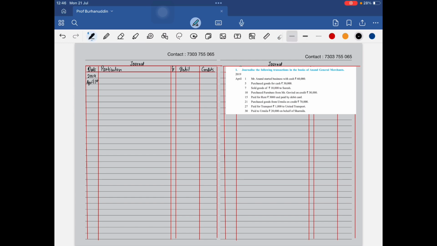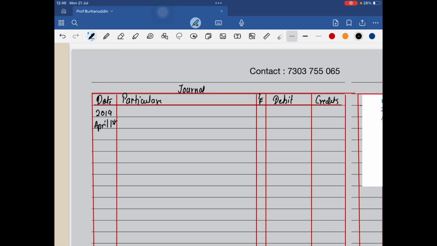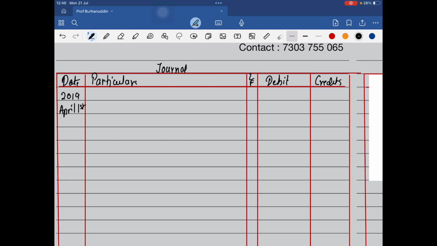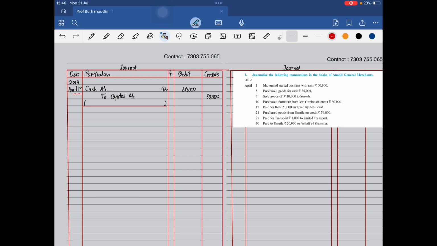So here in the journal, you're going to write it in this manner. Cash account debit. I'll leave two finger space and write "To capital account", with 60,000 in the debit column and 60,000 in the credit column. Narration always starts with "Being", as in the question: being business started with cash. And that's done. That's the first transaction.